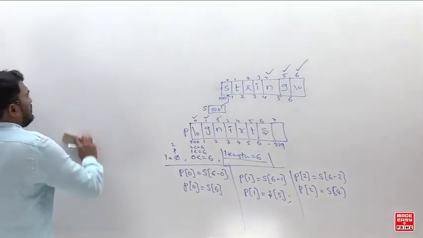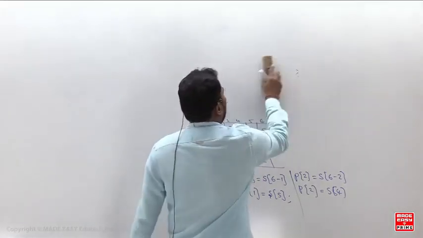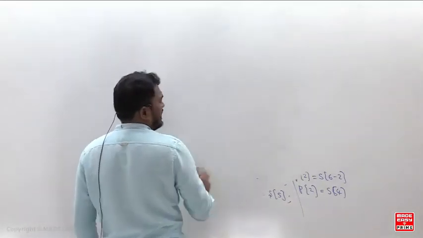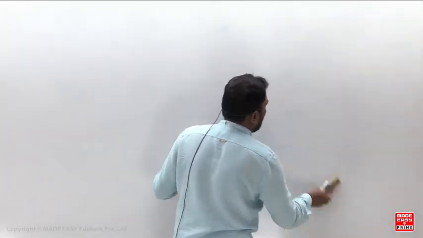So don't worry, don't take tension. If you have made a mistake, don't take tension. In the classroom, what is it? Rectifying mistakes. What is the purpose of the classroom?